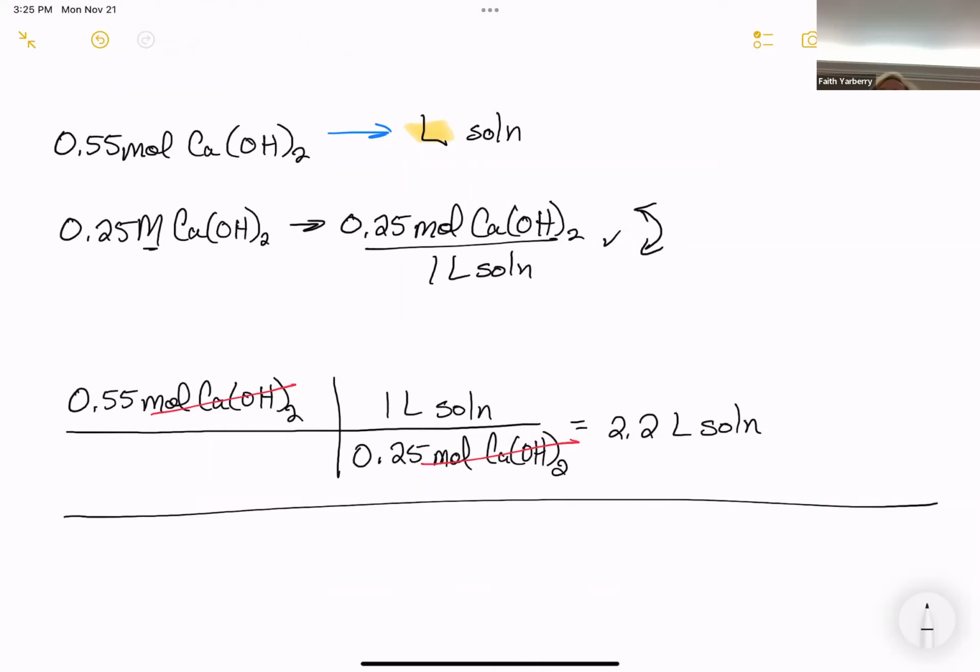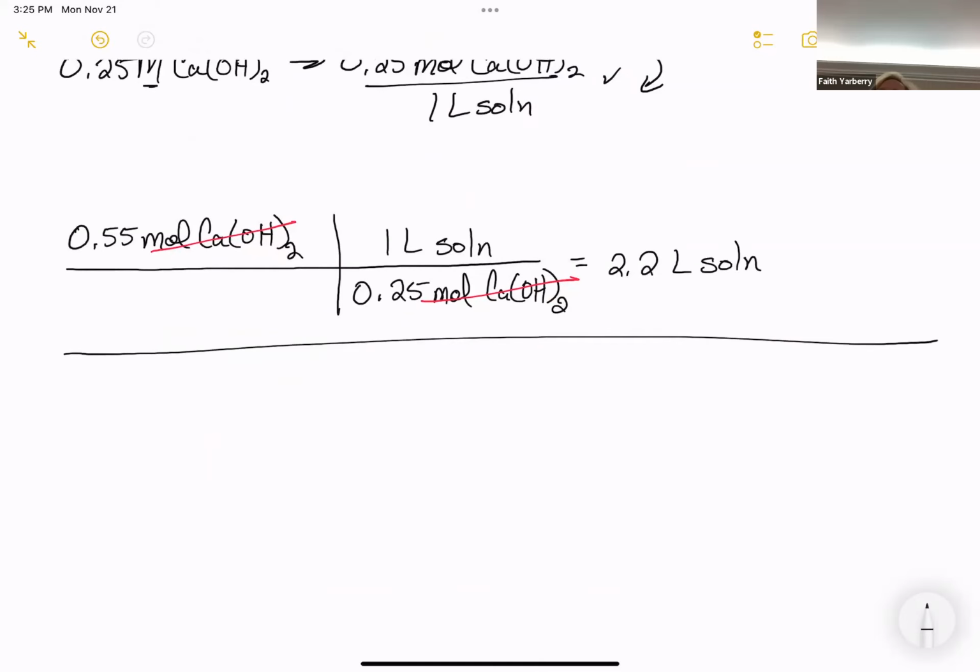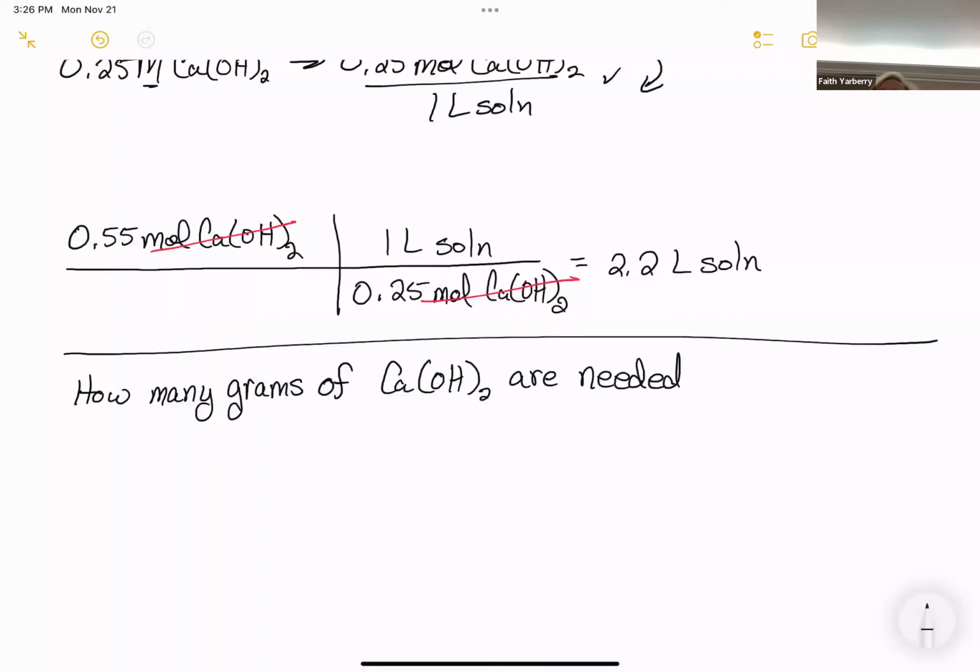Let's look at another example. How many grams of calcium hydroxide are needed to produce 500 milliliters of 1.66 molar calcium hydroxide solution?